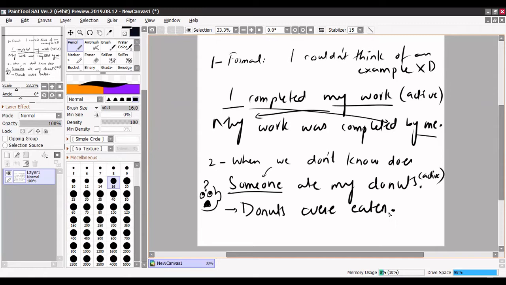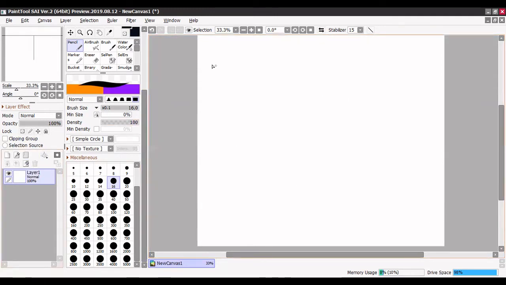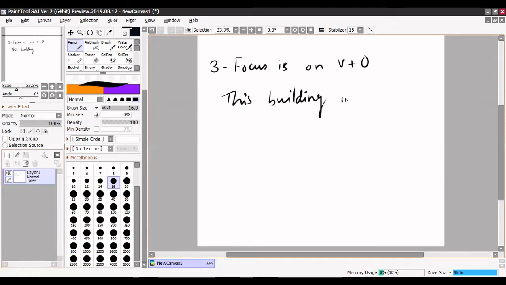Okay, and then the third condition is when our focus is on the verb and the object. So if I want to talk about a building, and when it was built, instead of the person who built it, I will say, this building was built in 1997. So this building is the object and this is the verb, and our focus is on this building and when it was built, not on who built it.